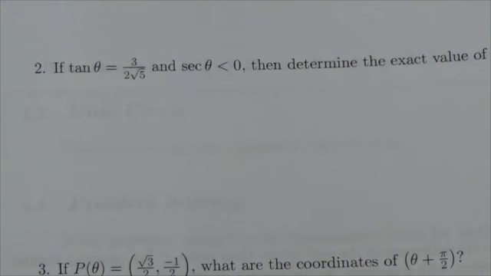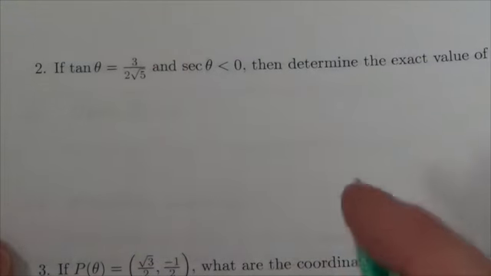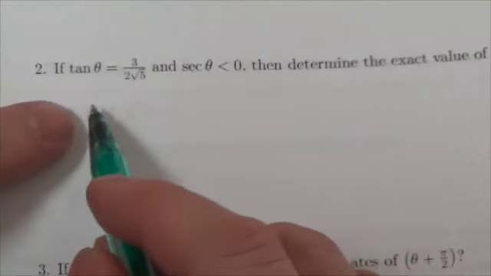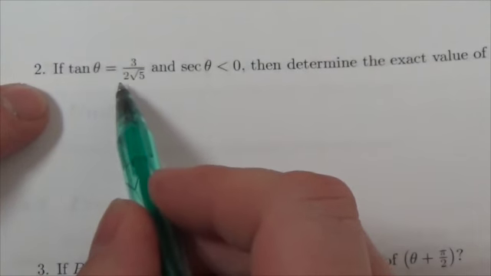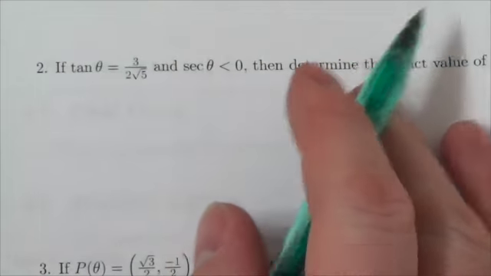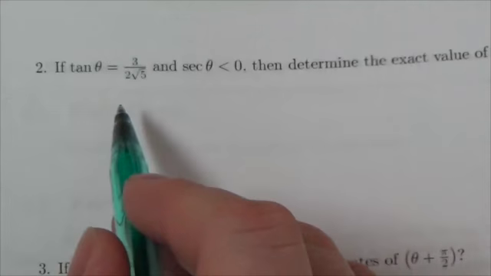Okay, everybody, we're working through the diploma prep material. This is the trigonometry chapter. And this question right here, this is an interesting one. We're given that the tan of theta is equal to 3 over 2 root 5. Now let's just talk about that for a second. What are they telling me there?